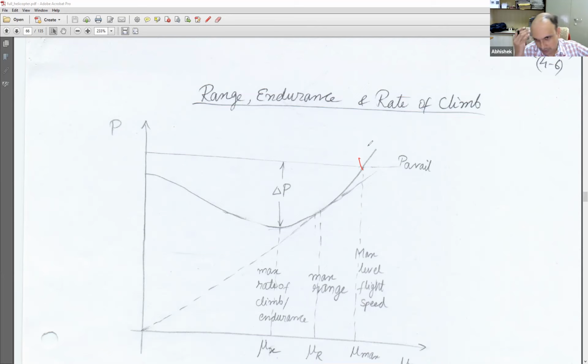And I told you already what the typical range for maximum speed is. It is around 150, 170, 180 knots, the maximum never-exceed speed for helicopters. Now we'll discuss one interesting concept.